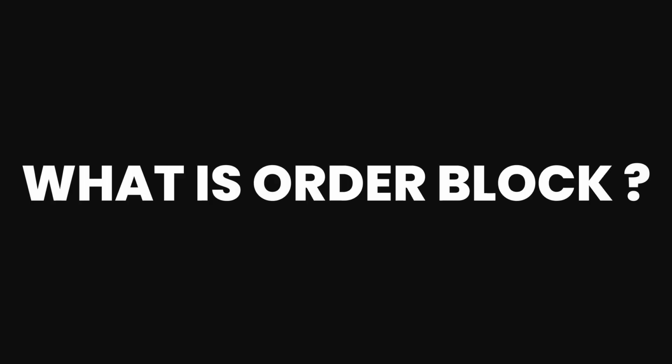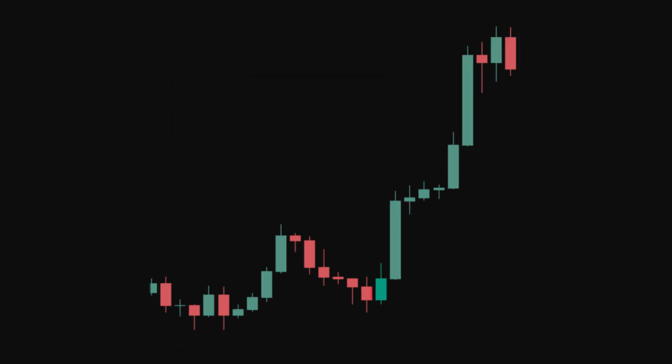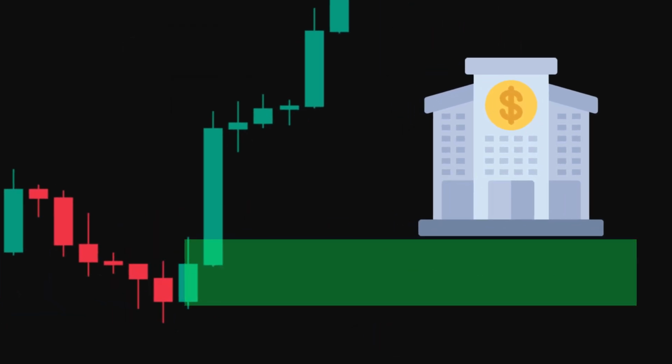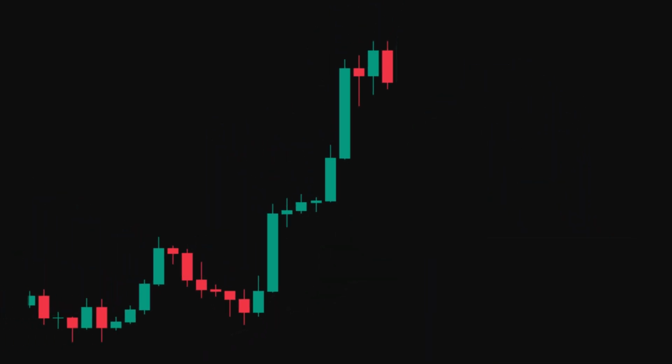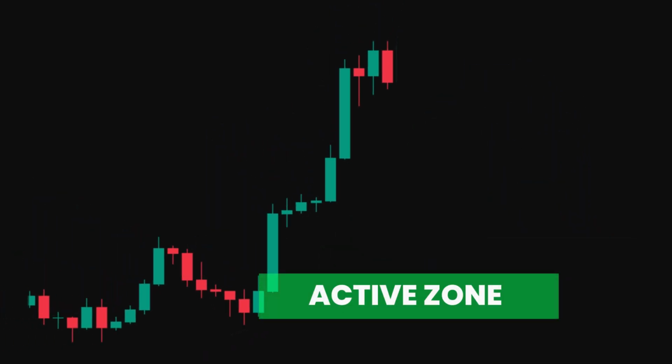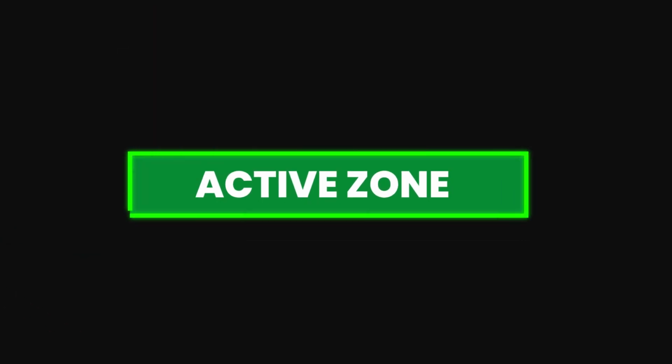Quick baseline before the indicator. An order block is the candle right before a sharp impulsive move. That is where large participants were positioning, absorbing one side, loading the other. The move that follows proves it. And because that positioning rarely completes in one pass, the level stays active. Price returns and so do they.